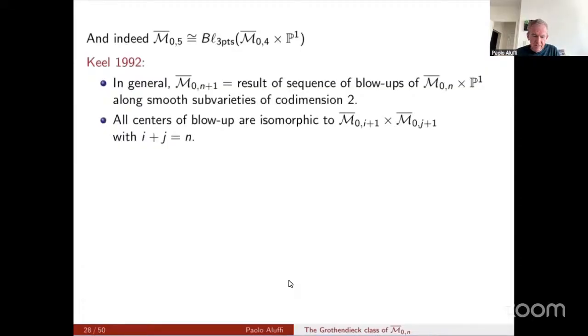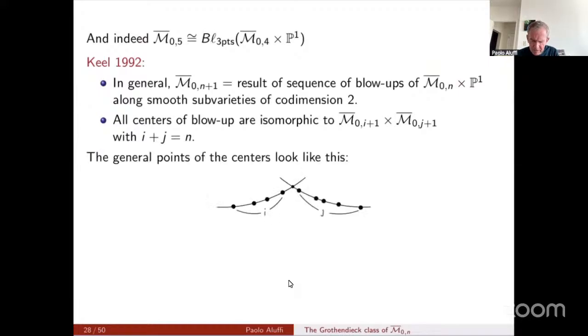What Keel does in his beautiful paper is to prove that in general M0 n plus 1 bar is the result of a sequence of blow-ups of the previous one, M0 n bar cross P1, and you just need to blow up along smooth subvarieties of dimension 2. So they are very friendly blow-ups. All the centers of the blow-ups are isomorphic to products of compactified moduli spaces. So it's a very, very neat picture.